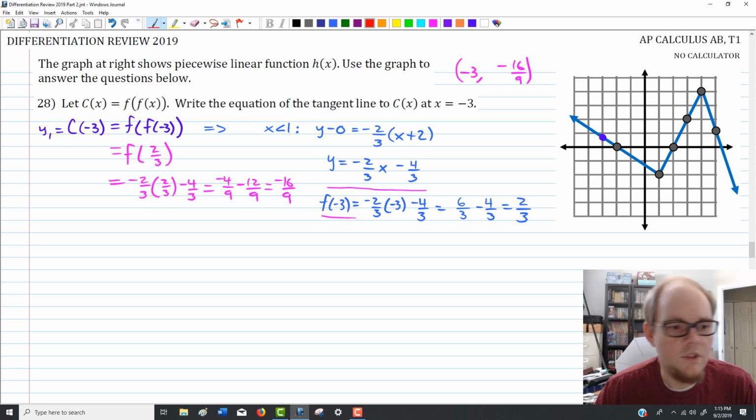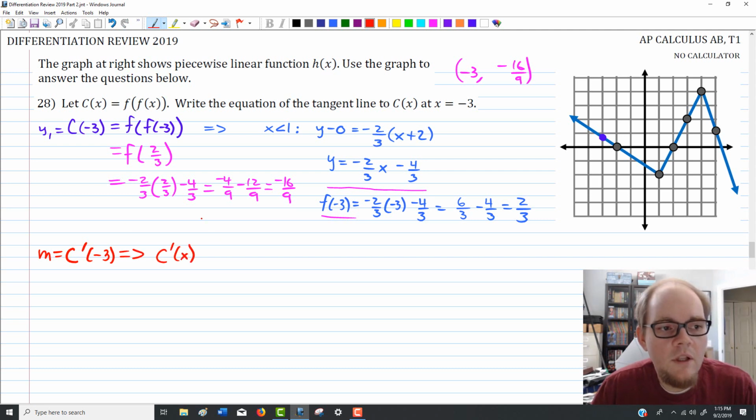But it's okay. Now we can look at the actual slope. So if we want m, we need to calculate c prime of x first. And specifically we're going to calculate c prime of -3. So keep that in mind. So from here to get there, we first want c prime of x. And we're going to use the chain rule here because of the fact that f of x is on the inside.